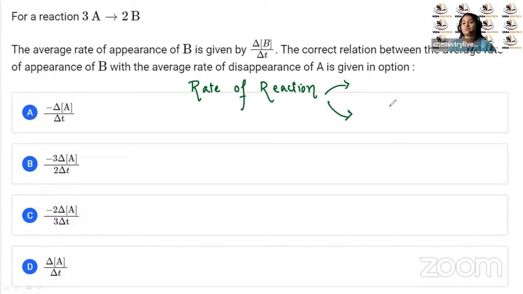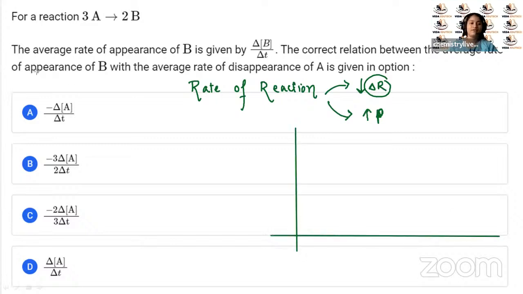As we know, as the reaction proceeds, the reactants go on decreasing, right? So we can say that there is a decrease in the concentration of reactants and an increase in the concentration of products. That's why we have a graph something like this. Yes or no, children? We have a graph something like this, so there's a graph like this. Yes.